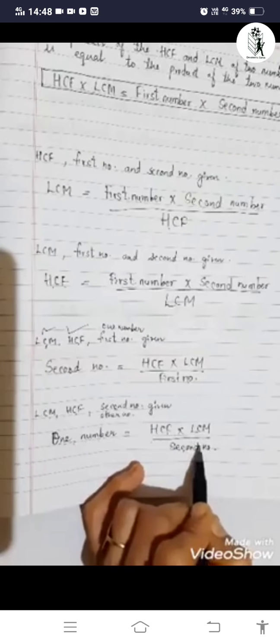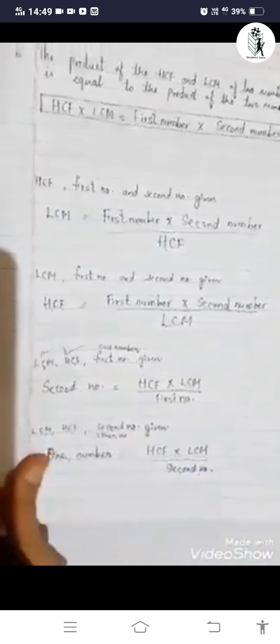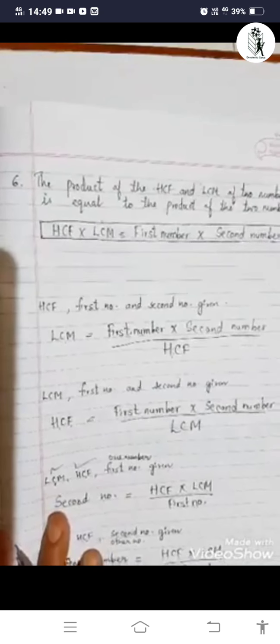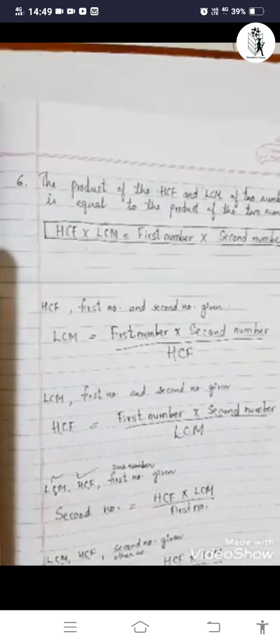So this was your sixth property. Now based on this property, we will soon begin exercise 2.8. So click on the next video to learn more.